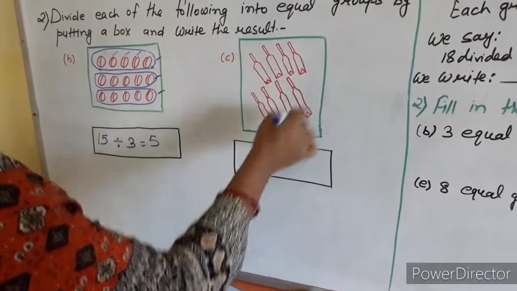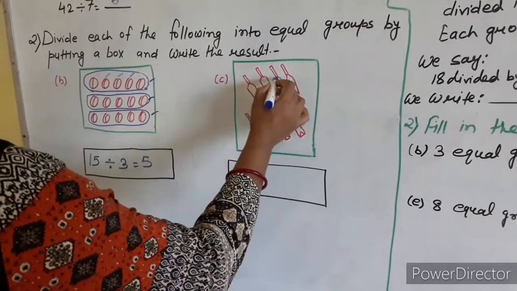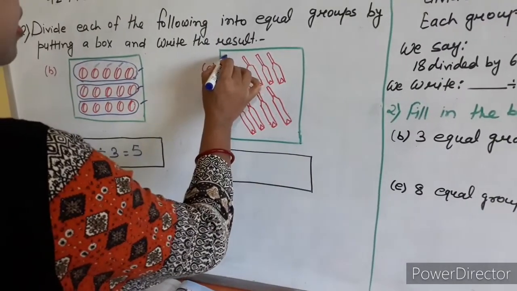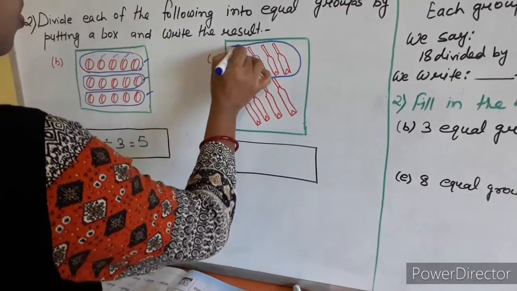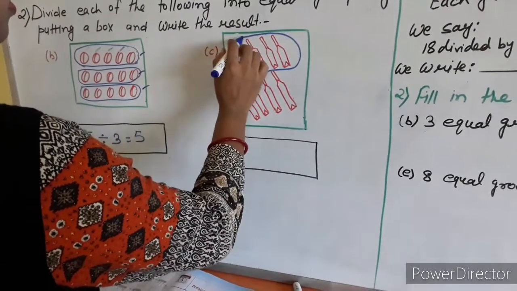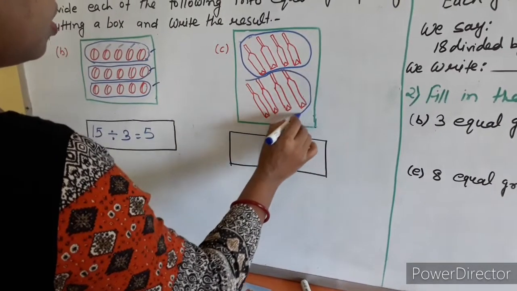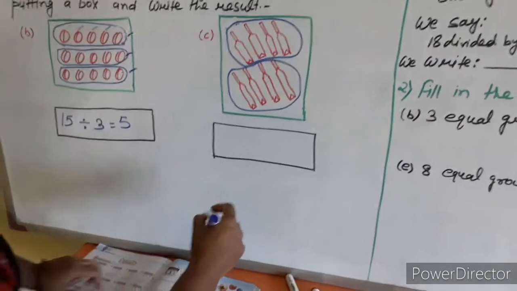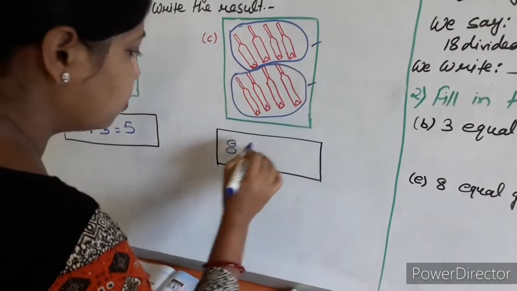So you have to divide these bats into equal groups. How many bats are there? 1, 2, 3, 4, 5, 6, 7, 8. So we can divide the bats into 2 groups. 1, 2. So how many bats are there? It is 8. How many groups? 1, 2.